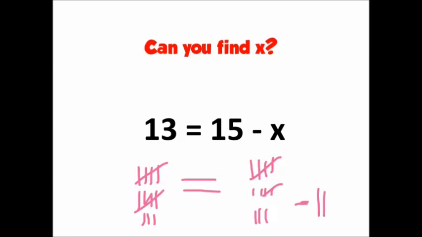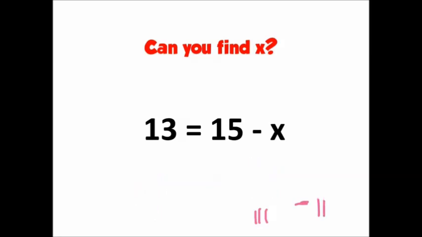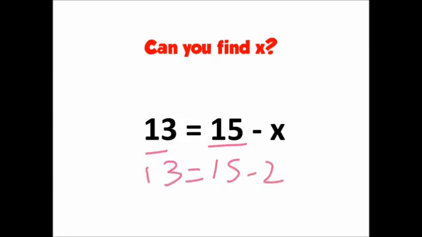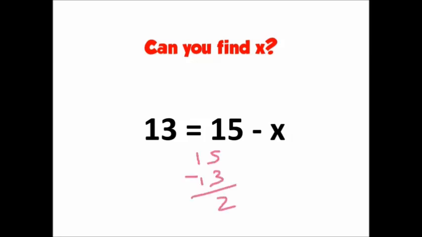Or you can just use mental math and say, how many do I have to subtract from 15 to get 13? Well, 15 minus 2 is 13. Or, what a lot of students noticed, you can just subtract 15 minus 13, and you'll get 2. So that's several ways of solving a simple equation like this one.